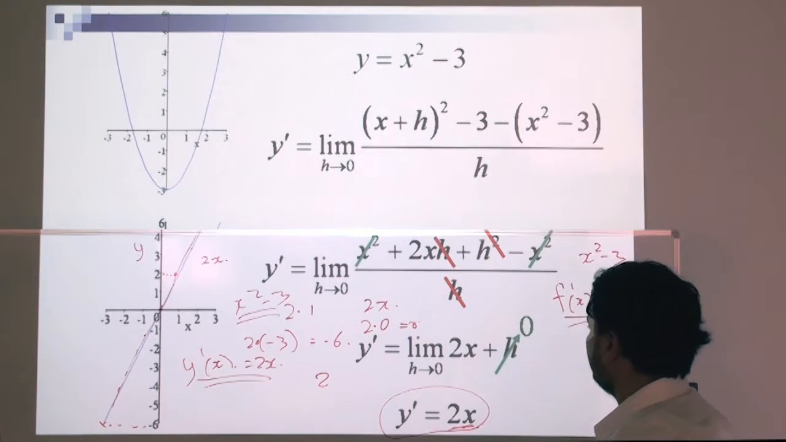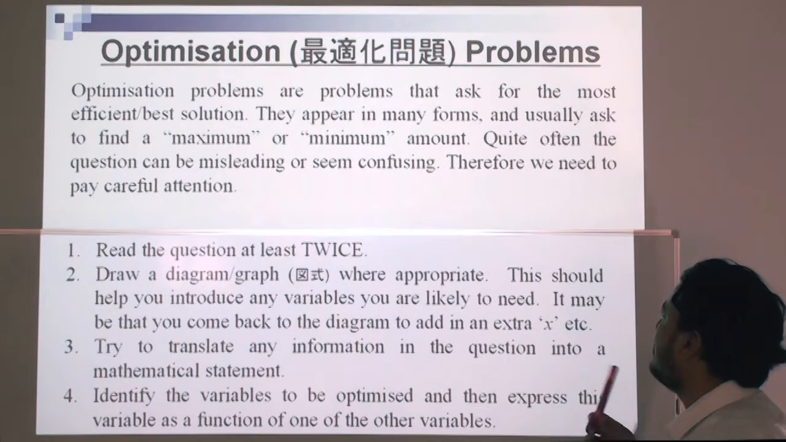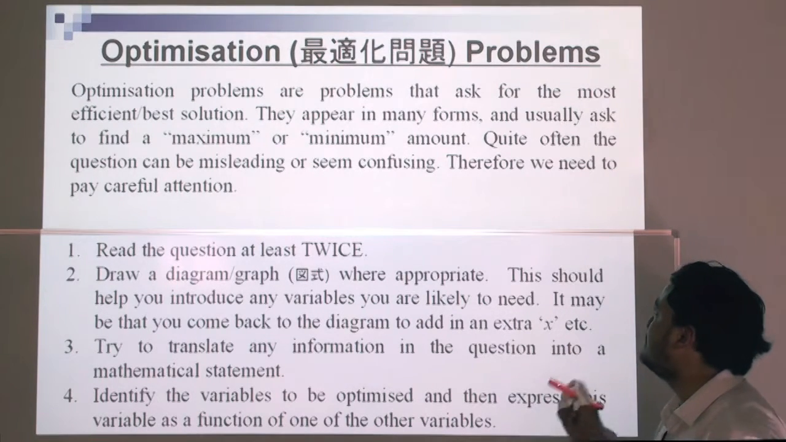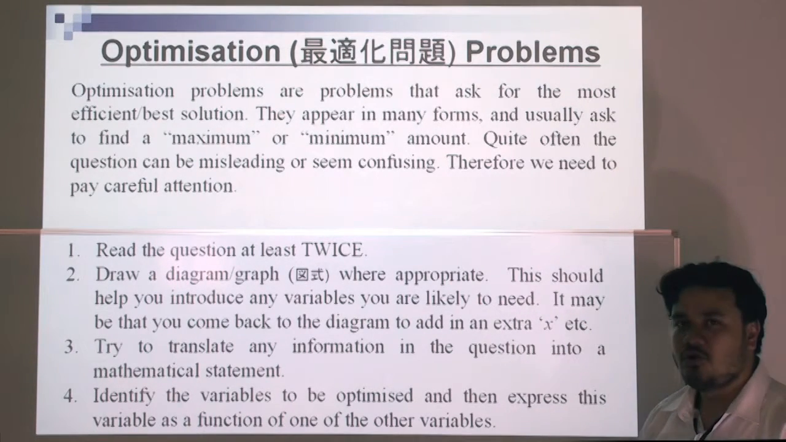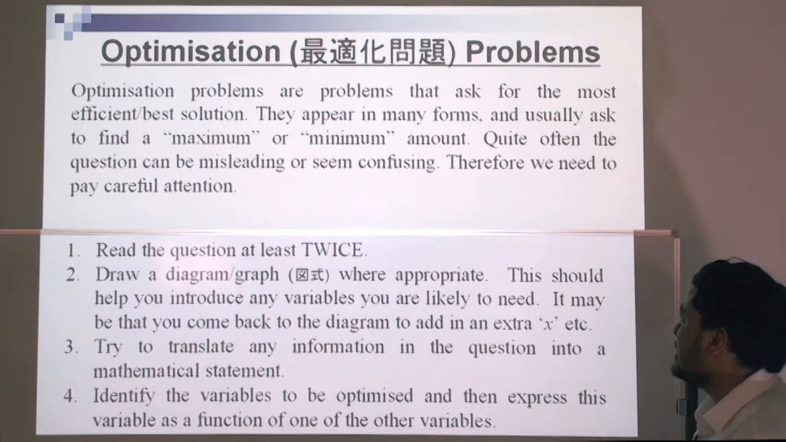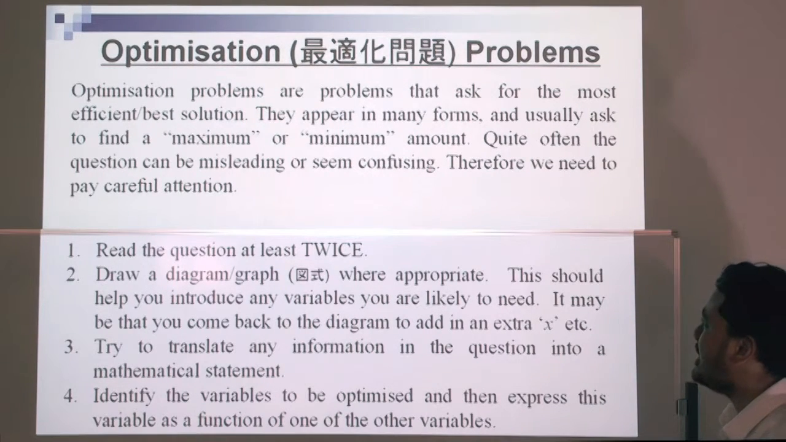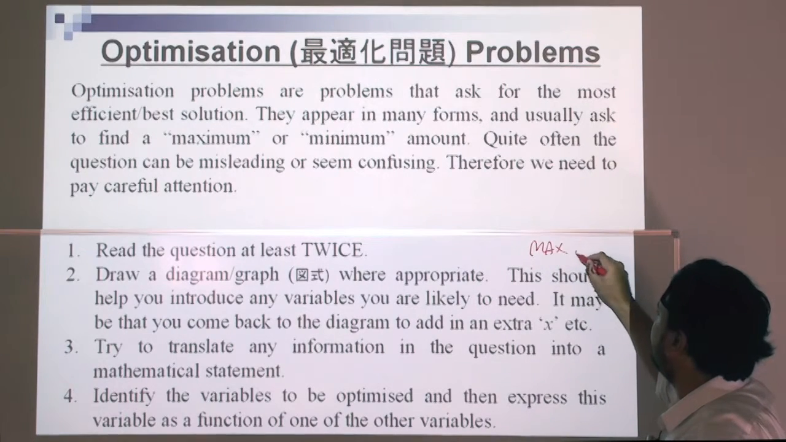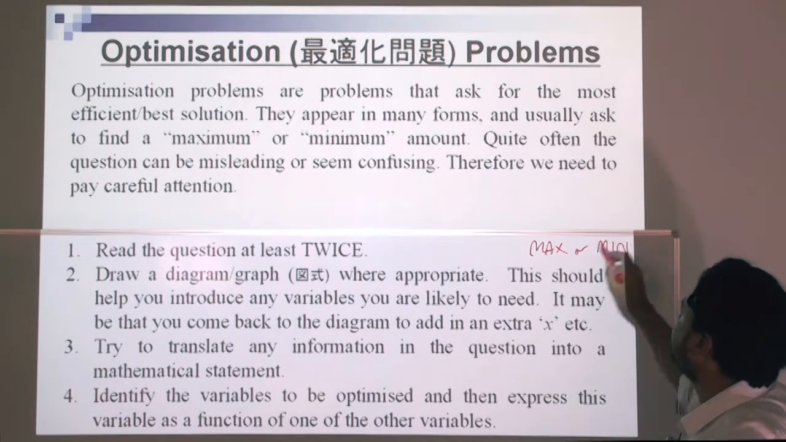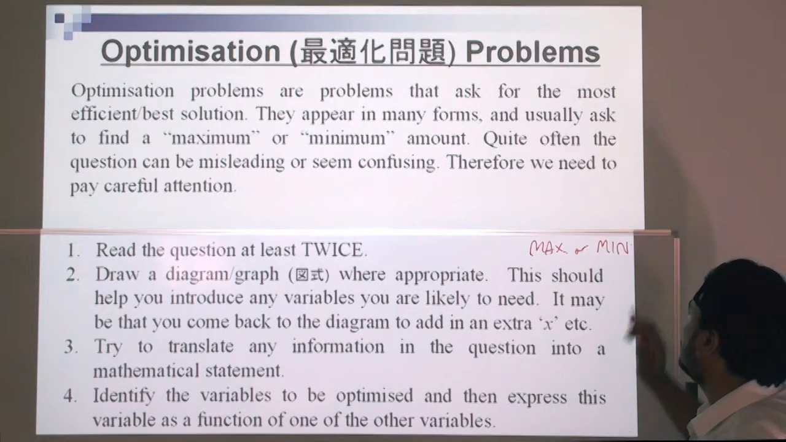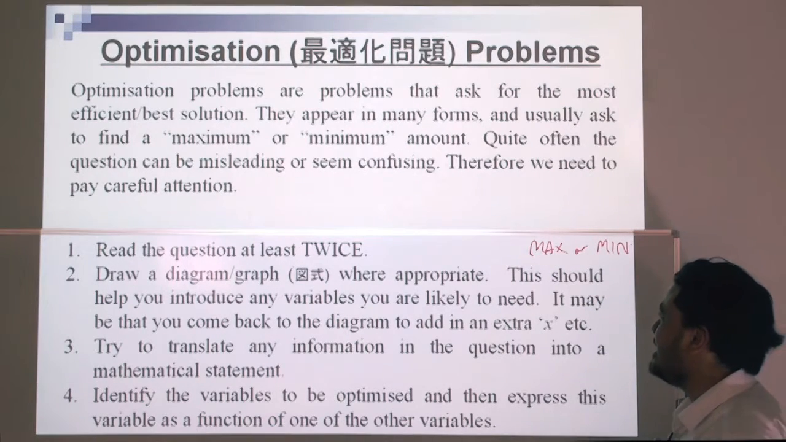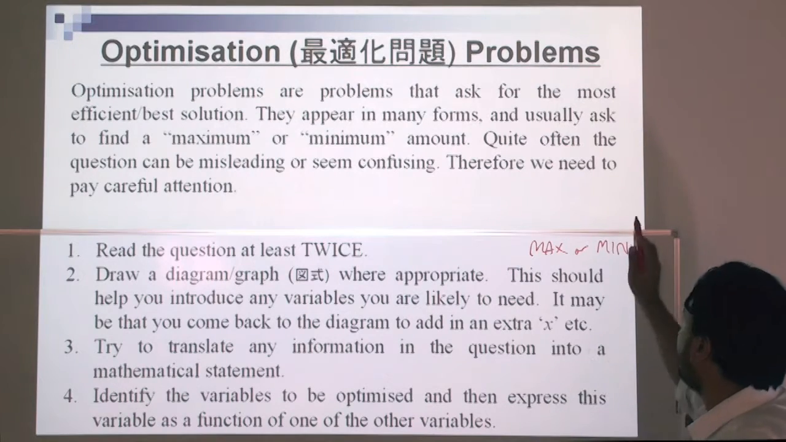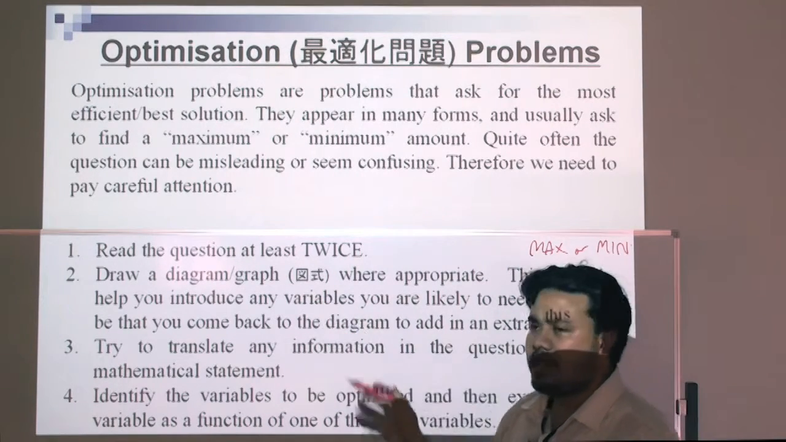Okay, let's move on. Now let's move on to optimization problems. Optimization problems are problems that ask for the most efficient or best solution. They appear in many forms and usually ask to find a maximum or minimum amount. Quite often the question can be misleading or seem confusing, so we need to pay careful attention.